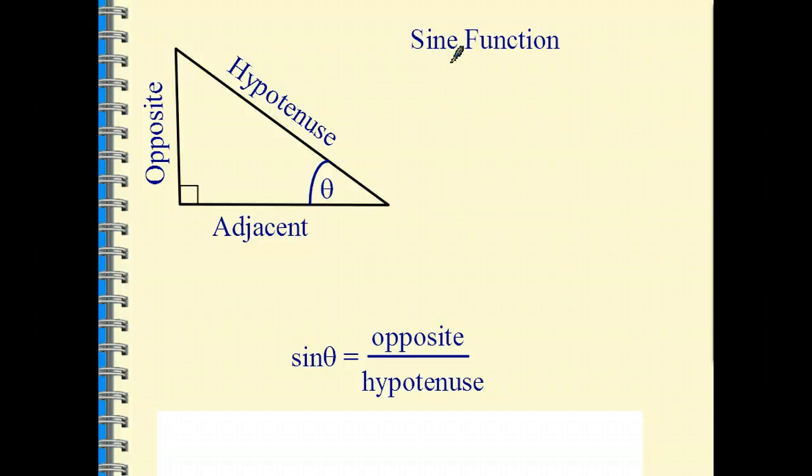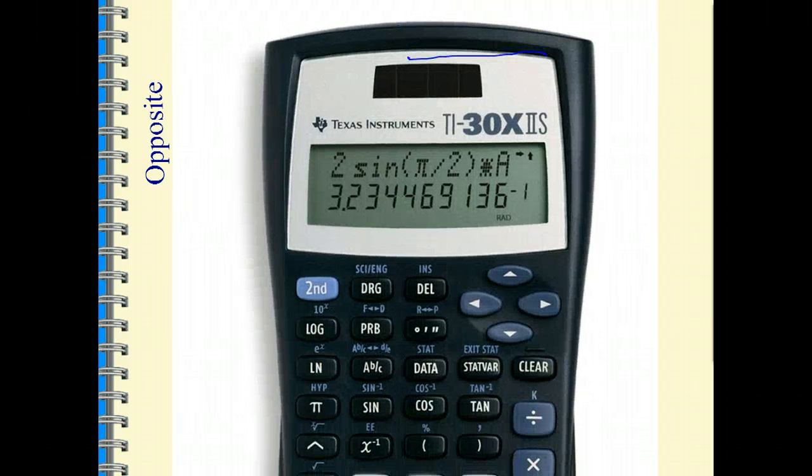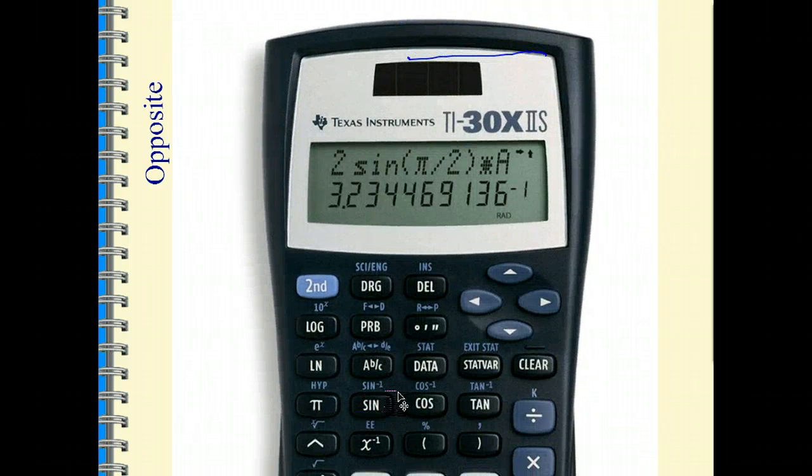Now, the first trig function is the sine function. Now, it's pronounced sine, S-I-N-E. If you look on your calculator, if you have one of these calculators, it'll be abbreviated as just S-I-N. This button right here is the sine function button on your calculator. And in fact, it's pictured on the screen there for you.